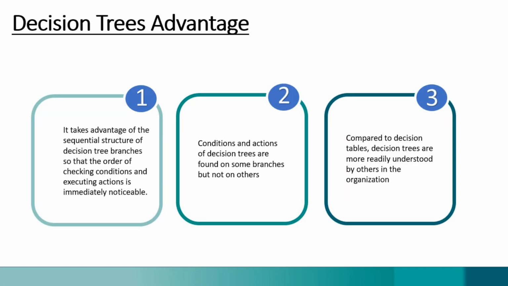Decision trees advantage. It takes advantage of the sequential structure of decision tree branches so that the order of checking conditions and executing actions is immediately noticeable. Conditions and actions of decision trees are found on some branches but not on others. Compared to decision tables, decision trees are more readily understood by others in the organization.